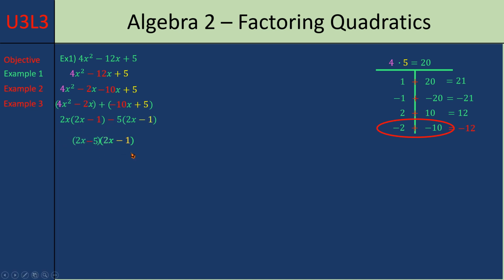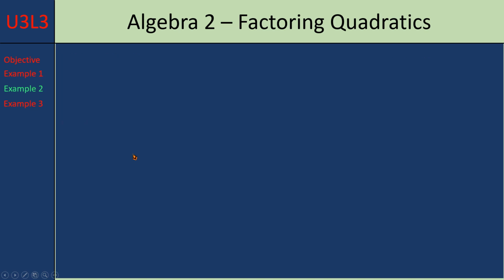And so here, you're done. These are your factors, okay? Example number 2, I have 8x squared minus 8x minus 6. Again, first thing is GCF.